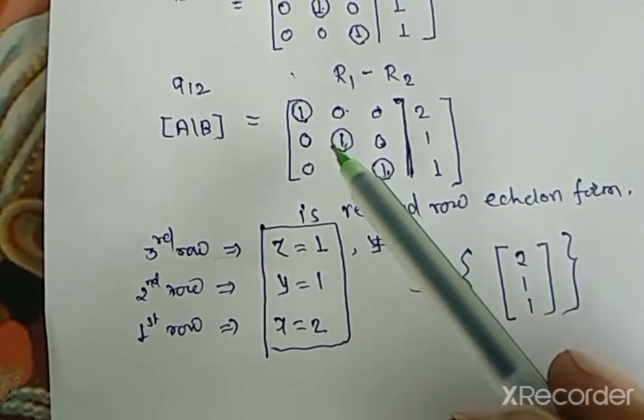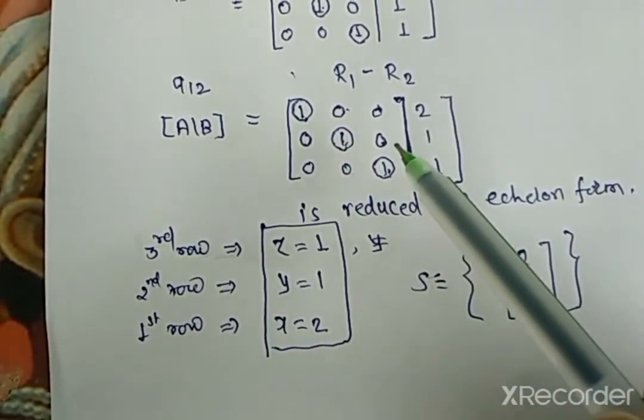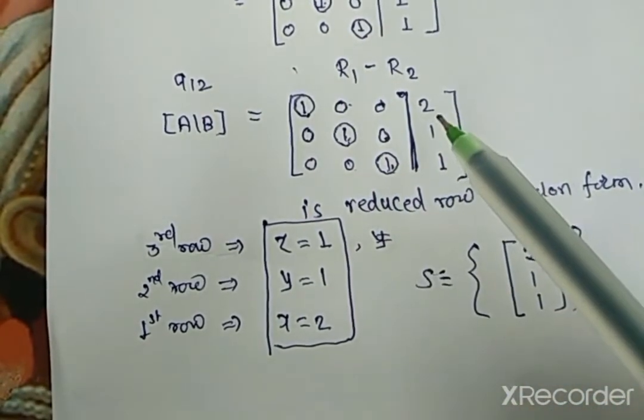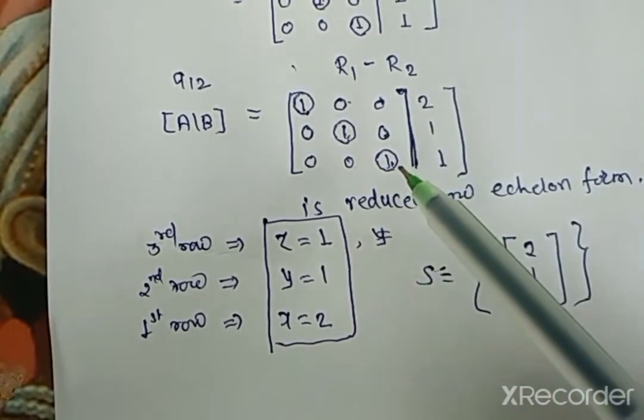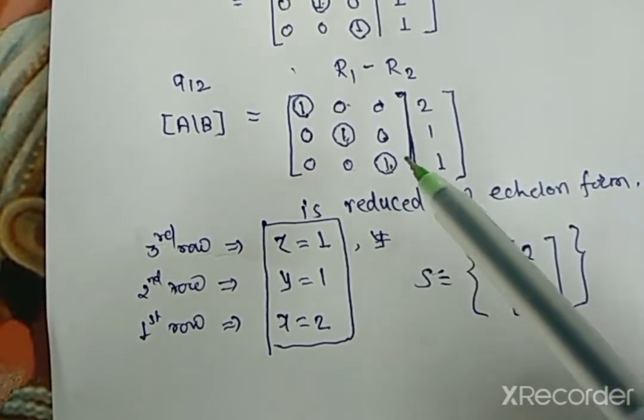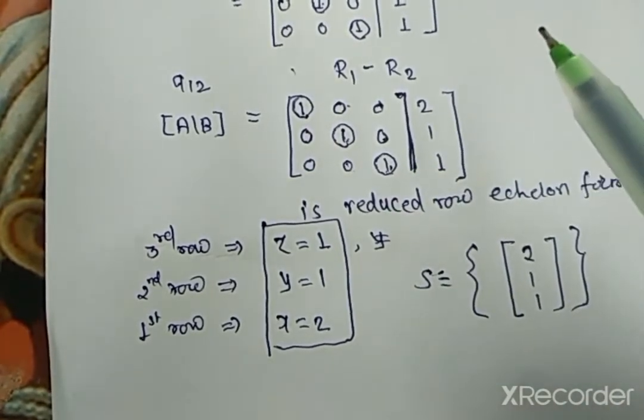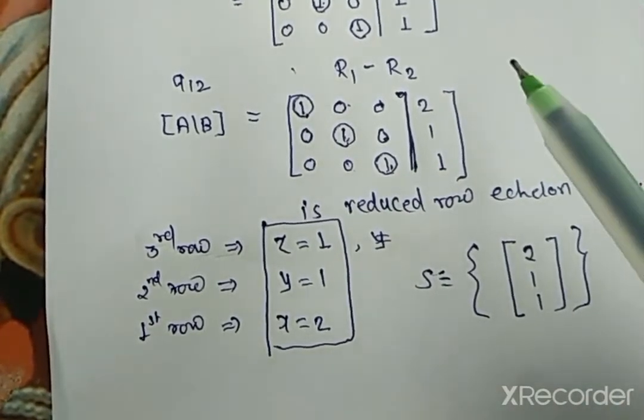Here all columns contain leading ones, so this system has a unique solution. If a leading one is absent for any column, then we have to check whether the system has infinitely many solutions or no solution.